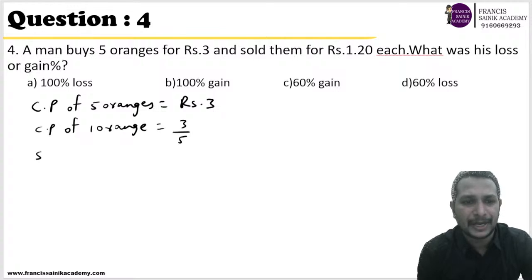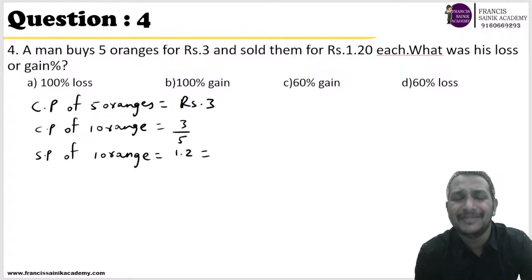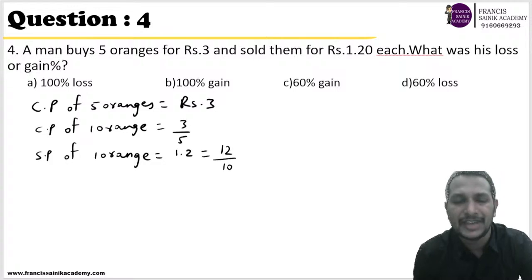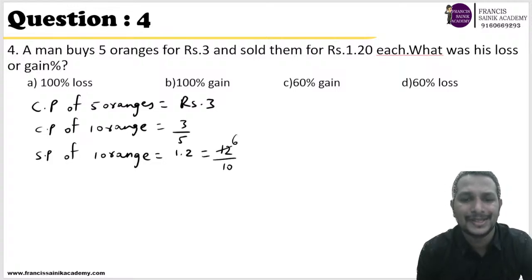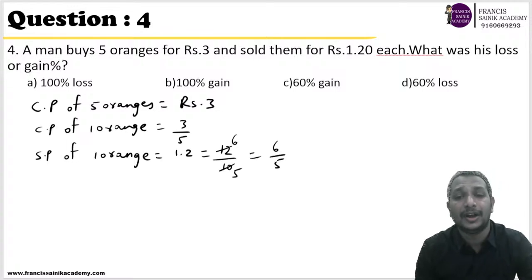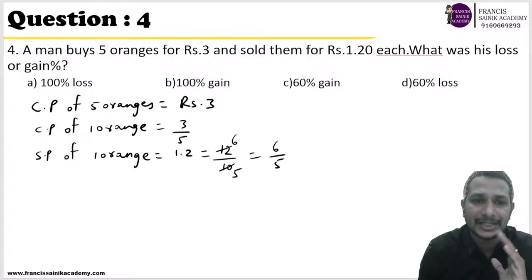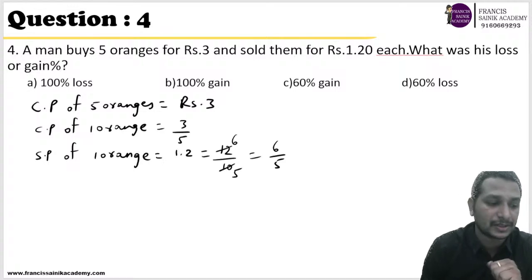Coming to the selling price. Selling price of one orange is 1.2. I want to convert this decimal into a fraction, 12 by 10. As we have one digit after the decimal, we can write it as 12 by 10. Dividing by 2, we got the selling price of one orange as 6 by 5. Now, they're asking whether it is a loss or gain percentage.